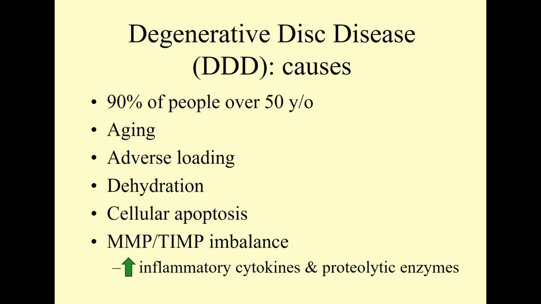MMP is matrix metalloproteinase. It should be in balance with tissue inhibitor of metalloproteinase, TIMP. When we see the system shifted out of balance, it's usually because MMPs increase. Inflammatory cytokines and other proteolytic enzymes will increase and overwhelm the typical inhibitory effect of TIMPs.